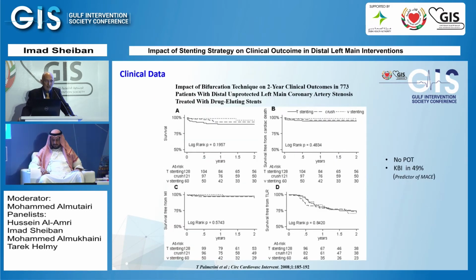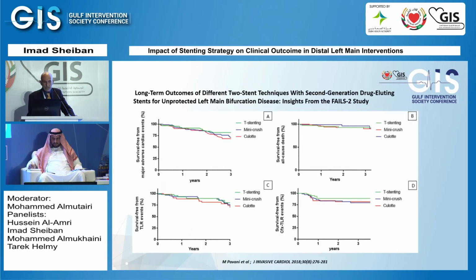Now let's go finally to clinical data, showing something starting from early ages, that means in 2008, comparing T stenting to crush to V stenting. You can see there is no difference between these 3 approaches, but no POT was used in these studies, and kissing balloon inflation was done only in 49% of cases.